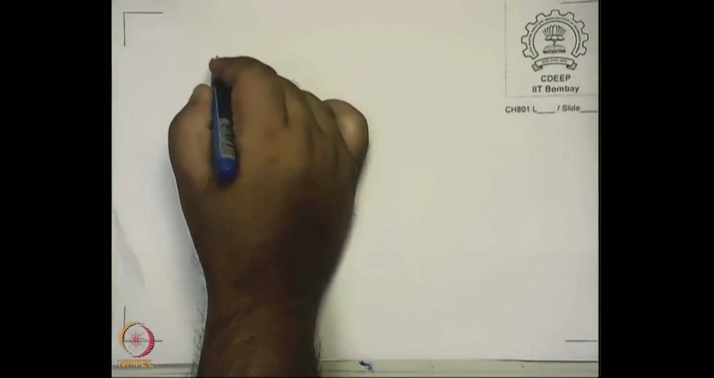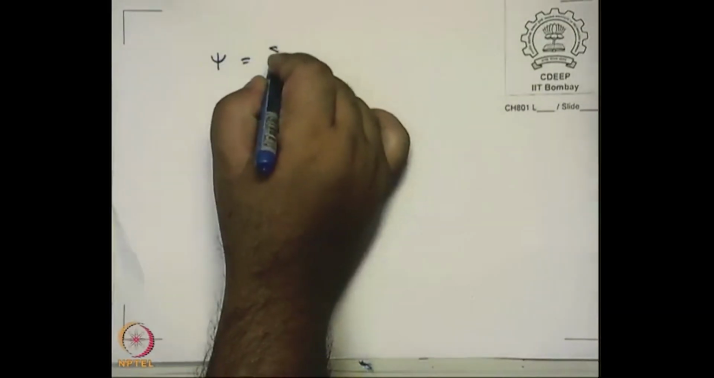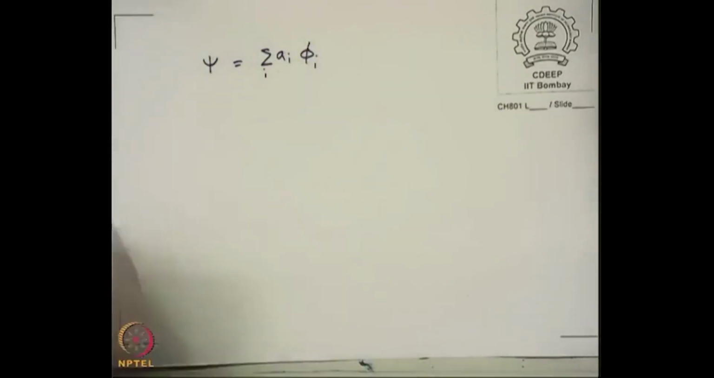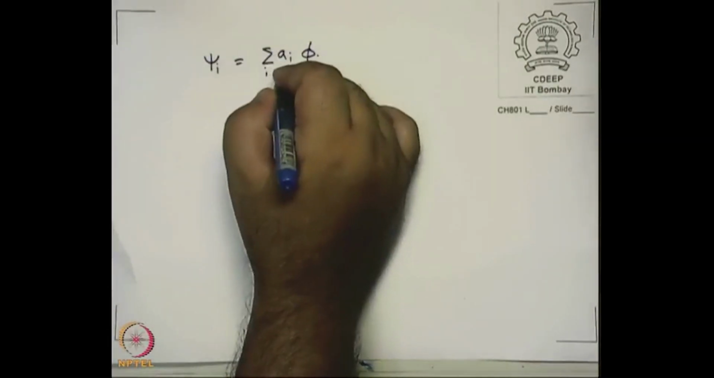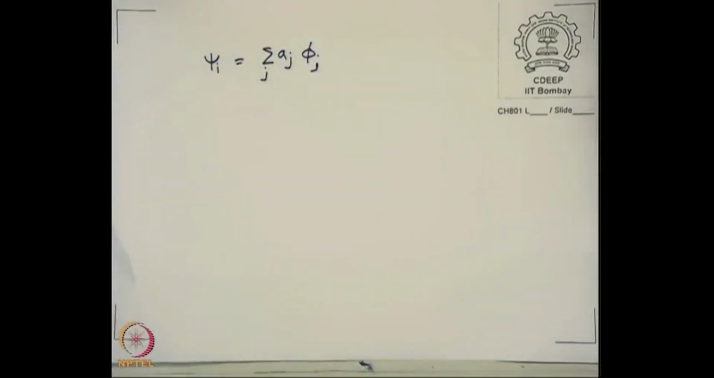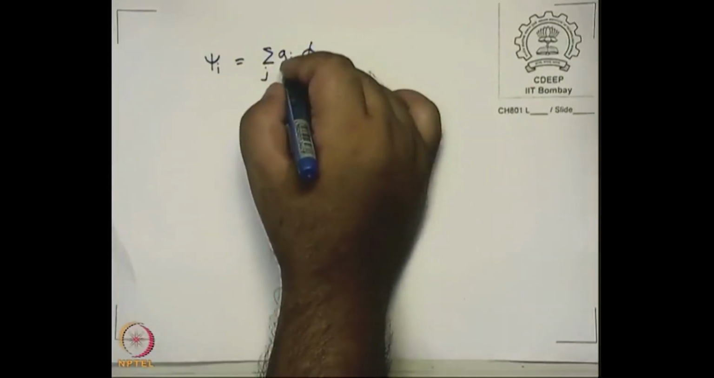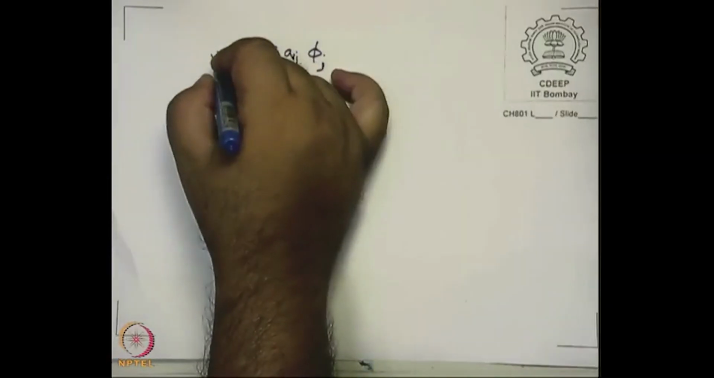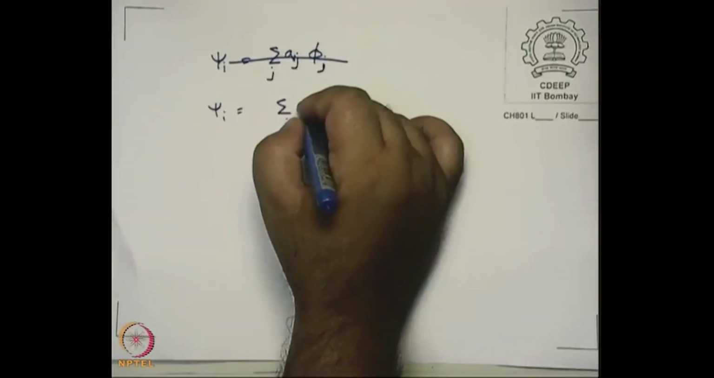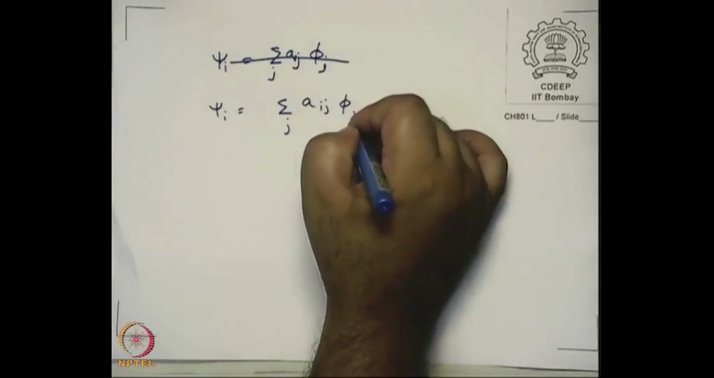Let us say this psi is some linear combination of... now I think I need to use this: psi i is equal to sum over j a_ij phi j. Okay, or I can make it a little more interesting by writing it afresh. Psi i equal to sum over j a_ij phi j. a_ij is the coefficient for the jth atomic orbital in the ith molecular orbital. I think this is the most compact way of writing it.